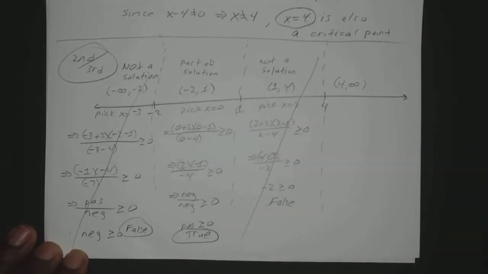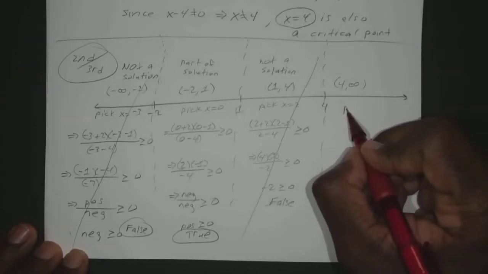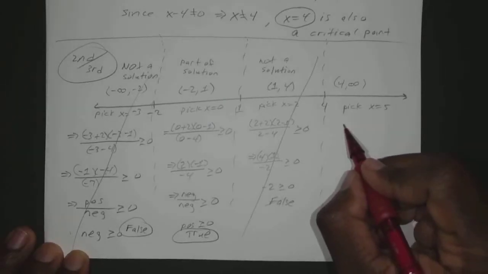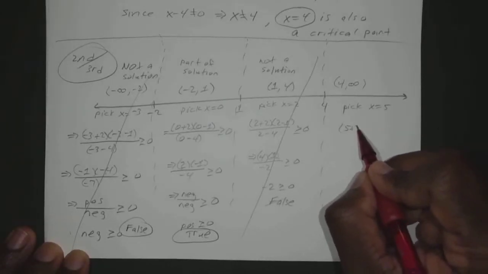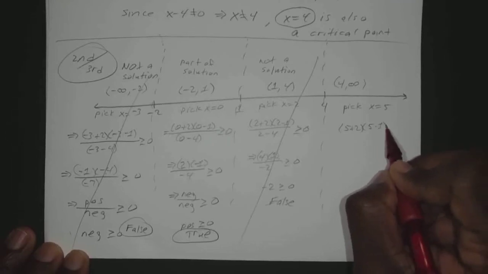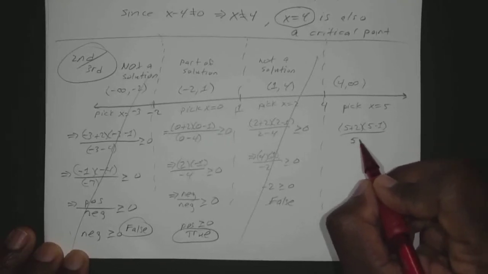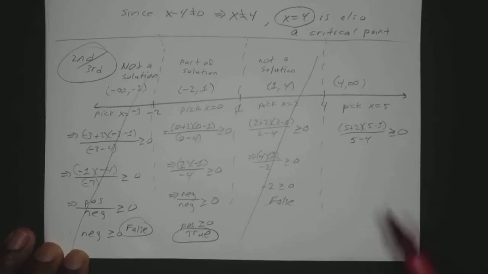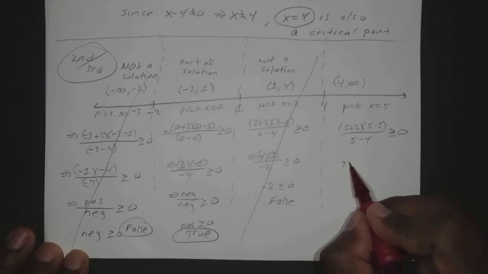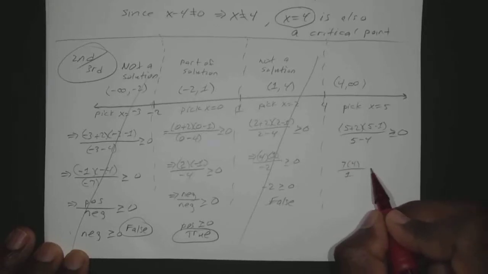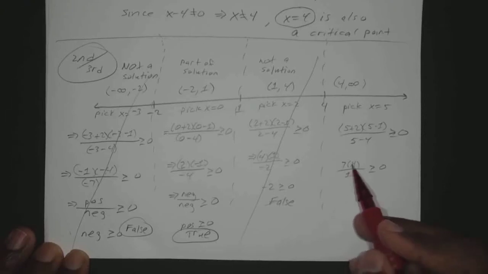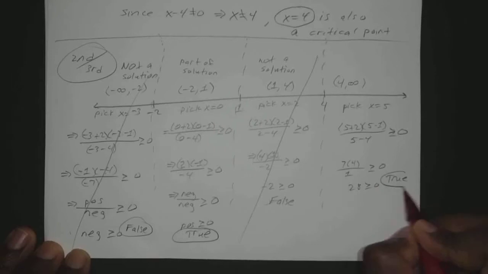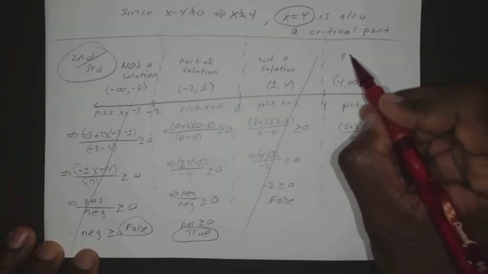And from 4 to infinity, we just pick x equals 5. Okay, so that gives us (5 plus 2)(5 minus 1) over (5 minus 4) is greater than or equal to 0. So you have 7 times 4 over 1. So 28 over 1, 28 is greater than or equal to 0. It's true. Okay, so this is part of the solution.